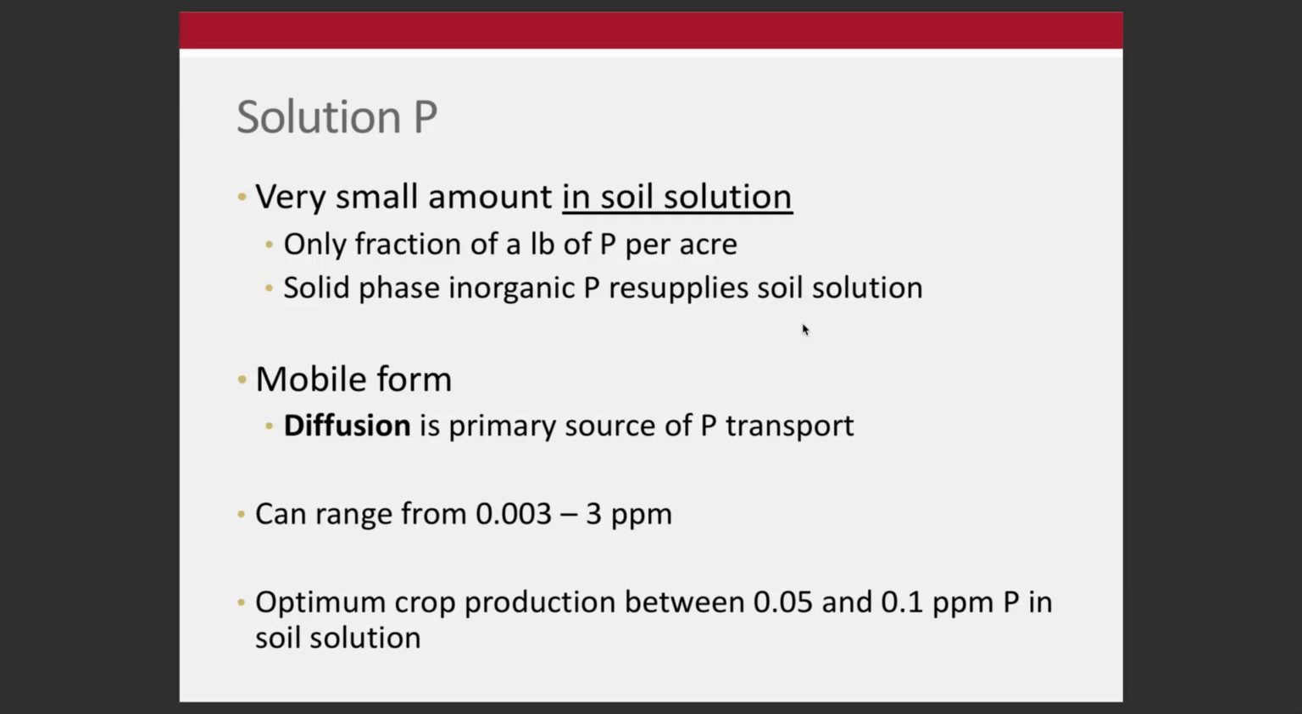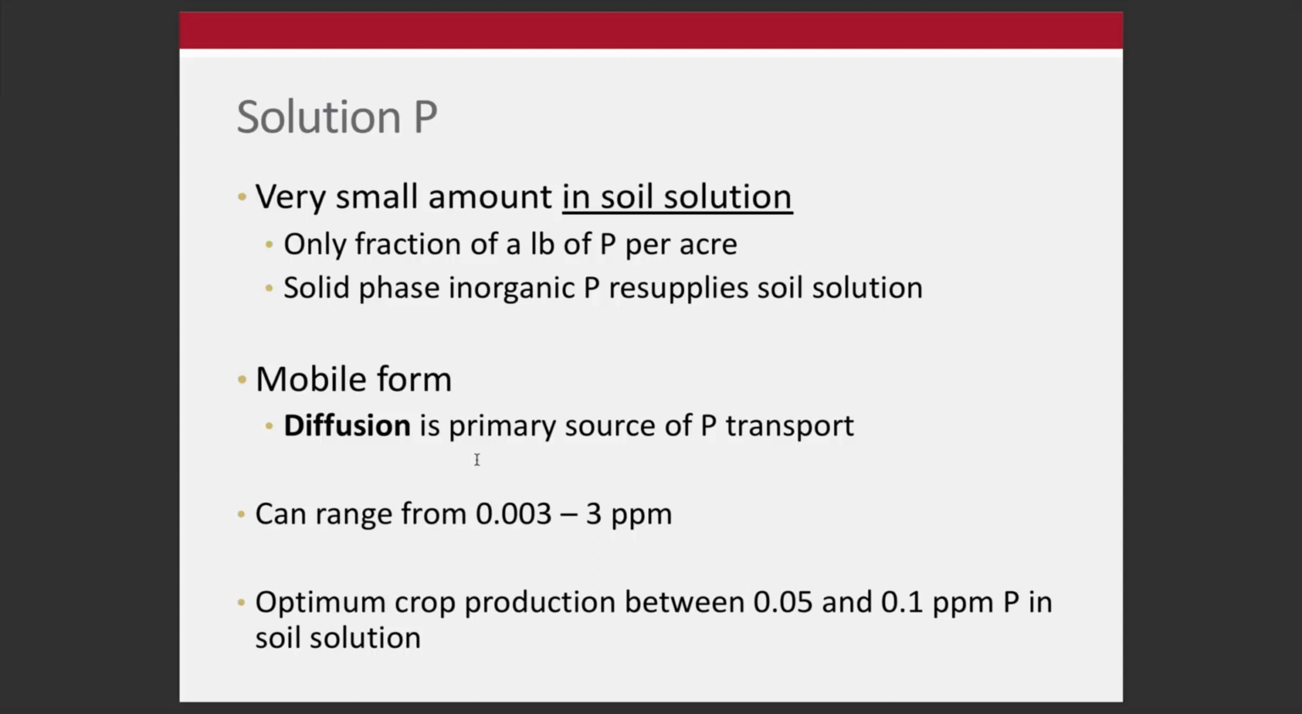Solution P, a very small amount of phosphorus is actually in solution, and when crops are plucking that orthophosphate out of the solution, from a crop production perspective, we're looking for soils that have a high buffering capacity and resupply that soil phosphorus from either the inorganic or the organic fraction, okay? Solution phosphorus moves via diffusion. We talked about this already. Diffusion is an important step, and it's moving down that concentration gradient, okay?